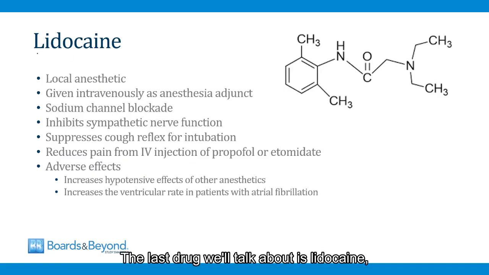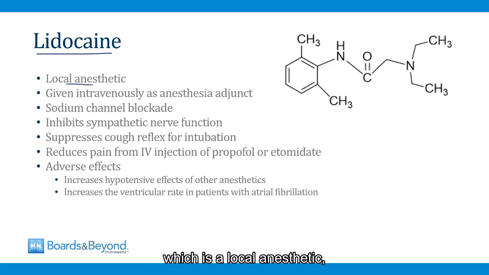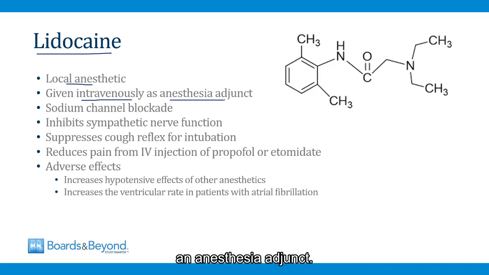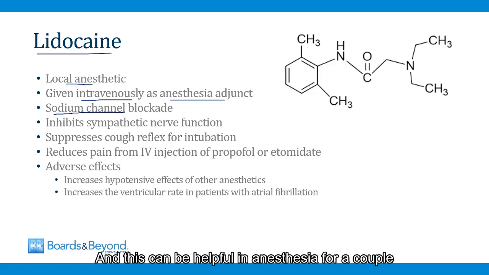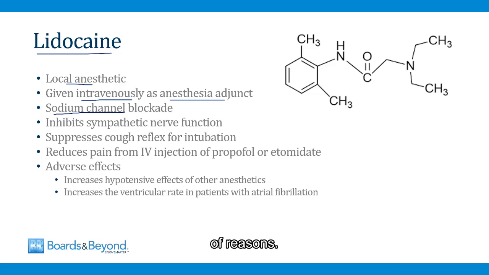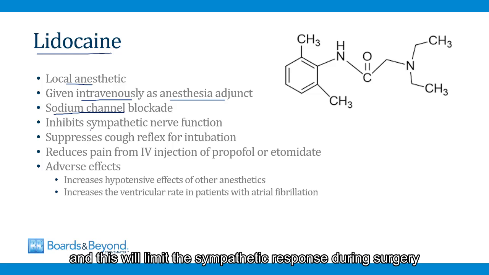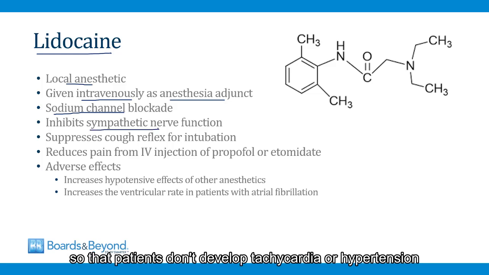The last drug we'll talk about is lidocaine, which is a local anesthetic, and it is sometimes administered intravenously as an anesthesia adjunct. It blocks sodium channels in nerves, and this can be helpful in anesthesia for a couple of reasons. First of all, you can block some of the activity of sympathetic nerves, and this will limit the sympathetic response during surgery so that patients don't develop tachycardia or hypertension.